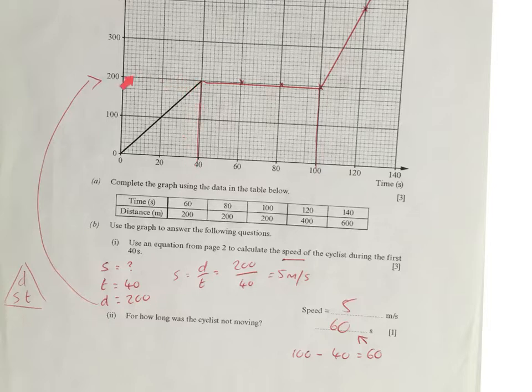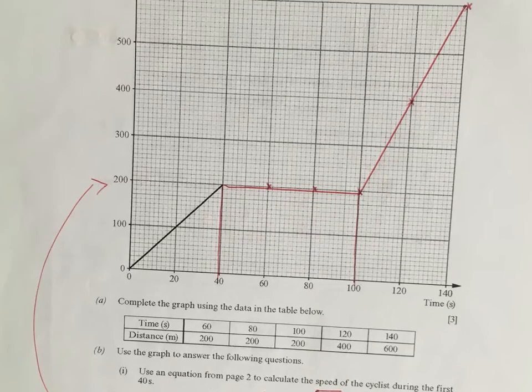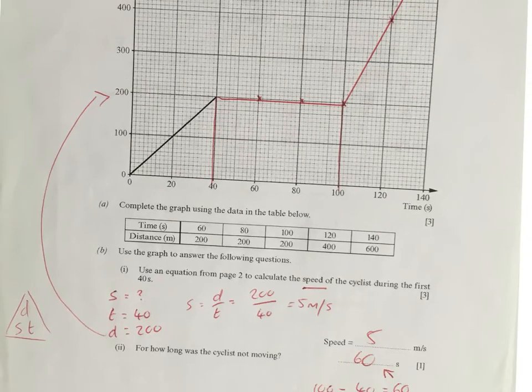I draw a line up, come back, it's 200 meters. So 200 over 40, that's where I got my 200 from. It's going to be 5 meters per second. And then, for how long was the cyclist, sorry, for how long was the cyclist not moving? So 100 minus 40, that's where he's stationary. So as time passes, he's not covering any distance there, just at 200 meters, and that's where he stays. So it's going to be 60 seconds.